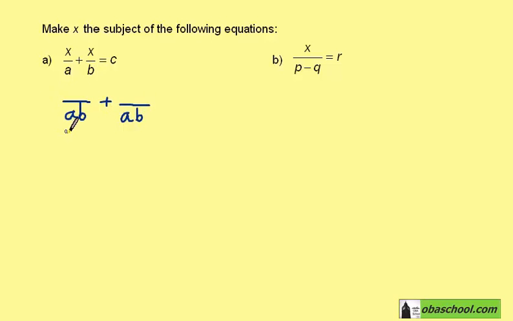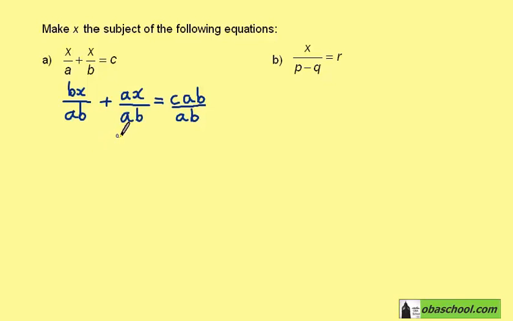A times b is ab, so multiply x by b. B times a is ab, so multiply x by a. C could be written as c times ab divided by ab. Note the ab would cancel, leaving us with the c.